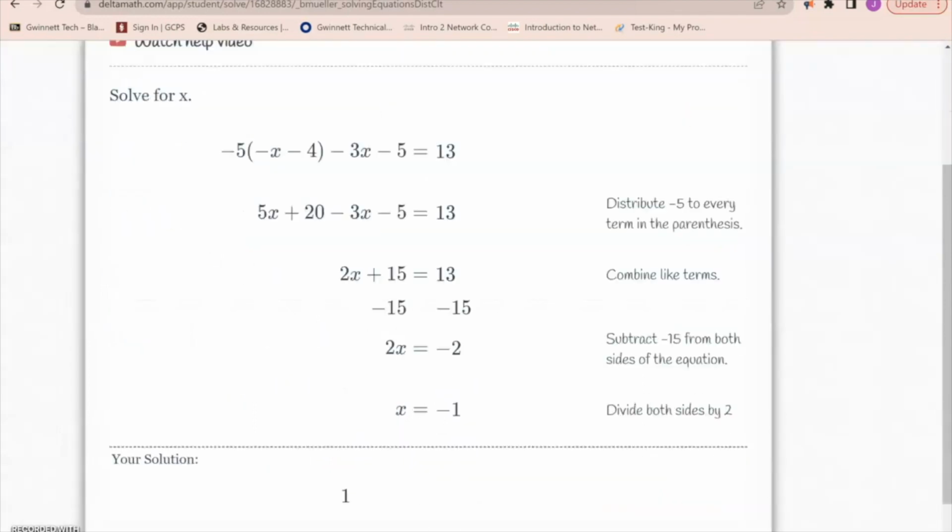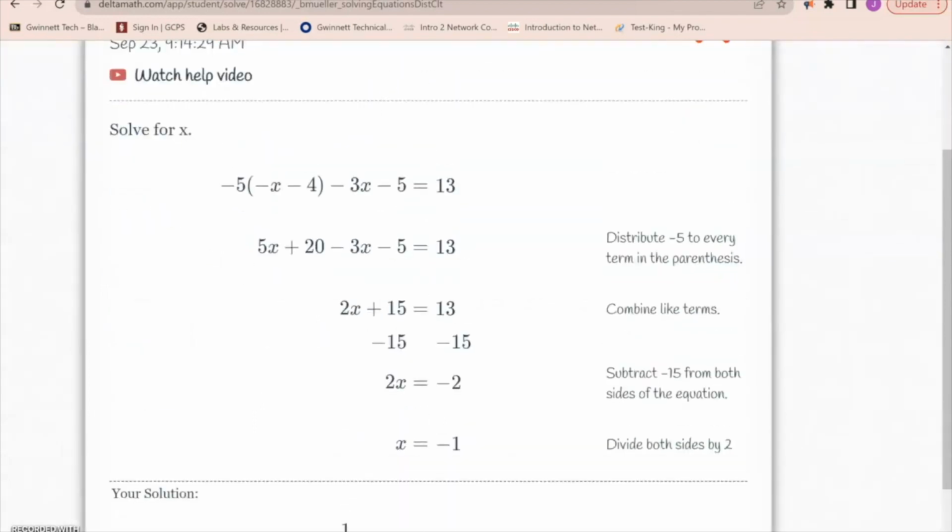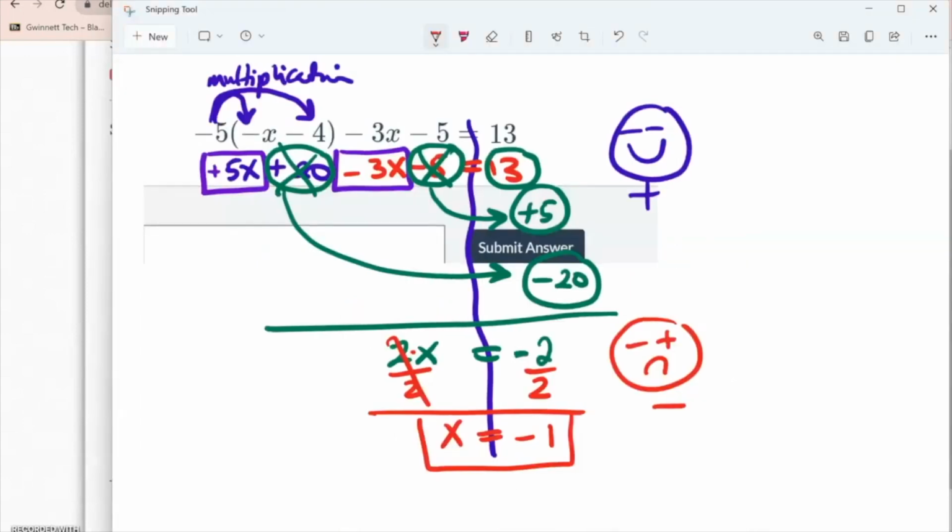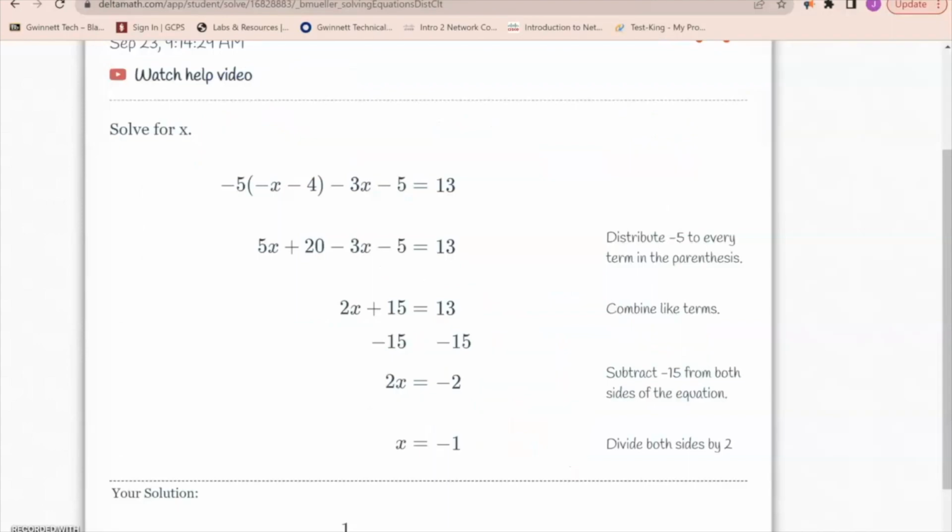Boom, and I got it wrong. Okay, so I see why I got it wrong. I said -1. Why did I put +1? That's my bad. I just mistyped it. So x is equal to -1. For some reason, I only put 1. So x is equal to -1.